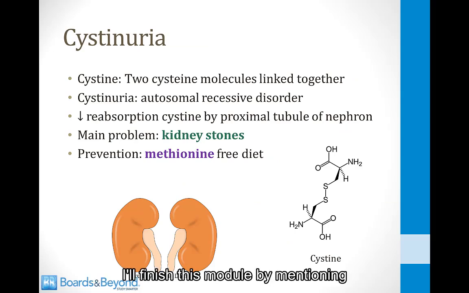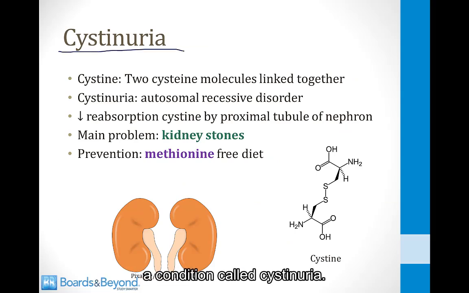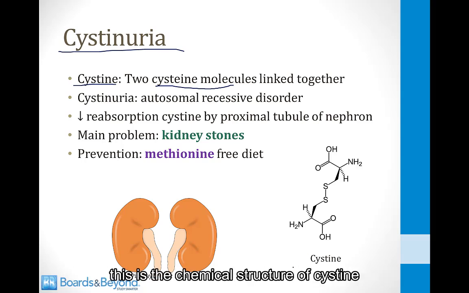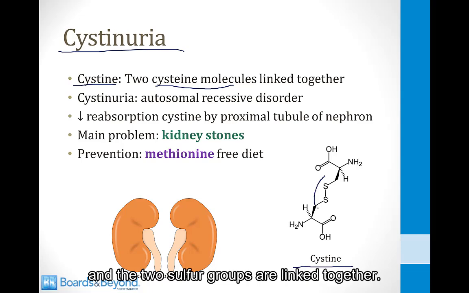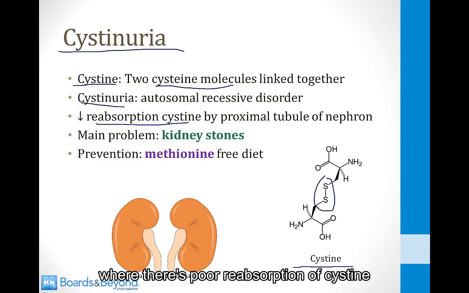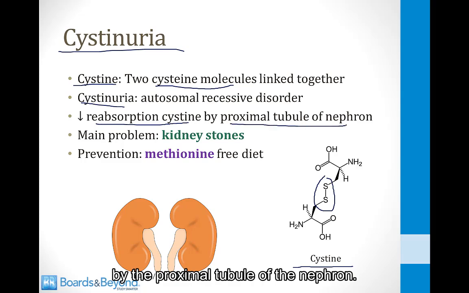I'll finish this module by mentioning a condition called cystinuria. Cystine is a molecule composed of two cysteine amino acid molecules linked together. If you look at the bottom right side of the screen here, this is the chemical structure of cystine, and the two sulfur groups are linked together. Cystinuria is an autosomal recessive disorder where there is poor reabsorption of cystine by the proximal tubule of the nephron.